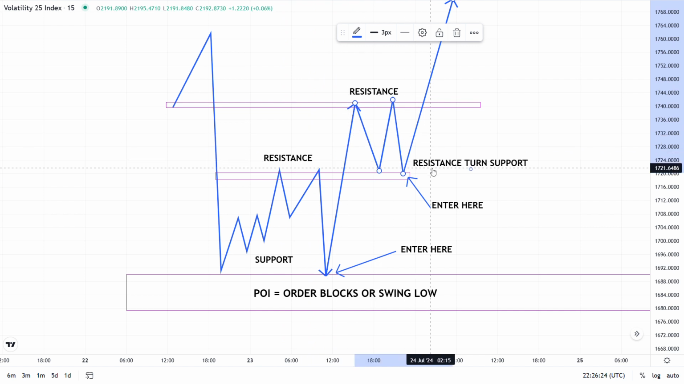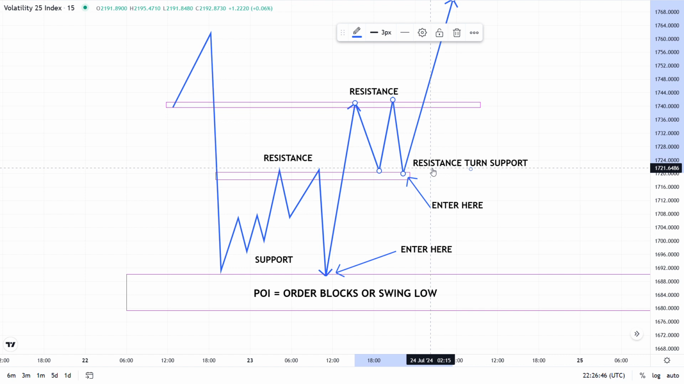So what am I trying to say? You want to see these chart patterns form at key levels. You want to see these chart patterns form at your POIs. You want to get these chart patterns. If you do not get a confirmation of these chart patterns, do not enter the market. This way, you are going to set yourself apart from a lot of traders out there.